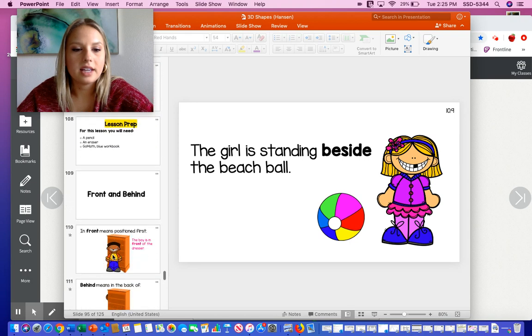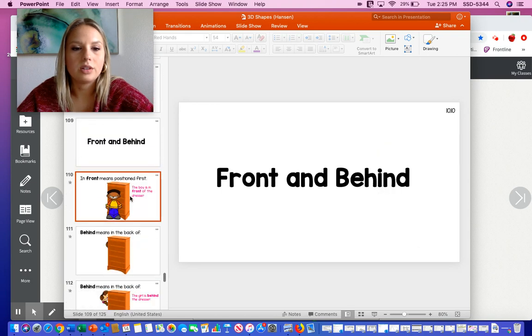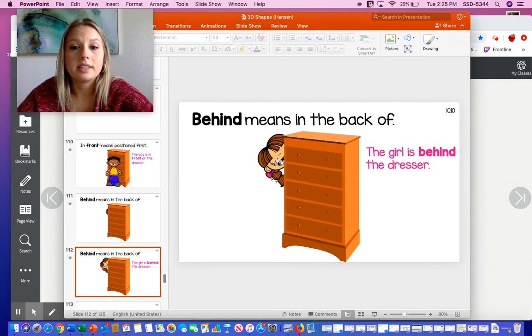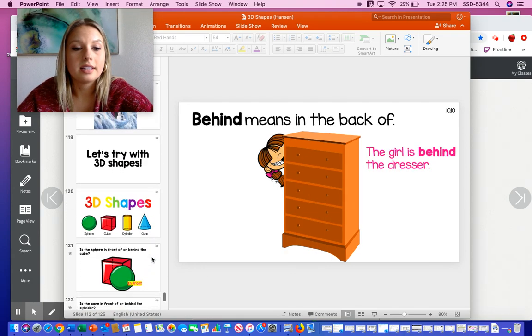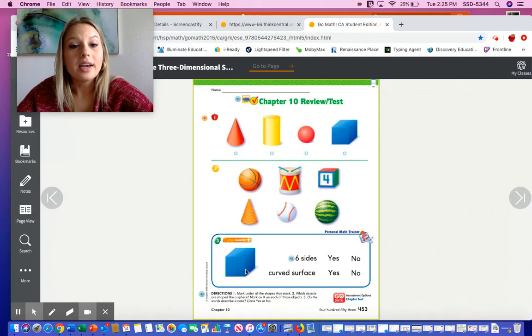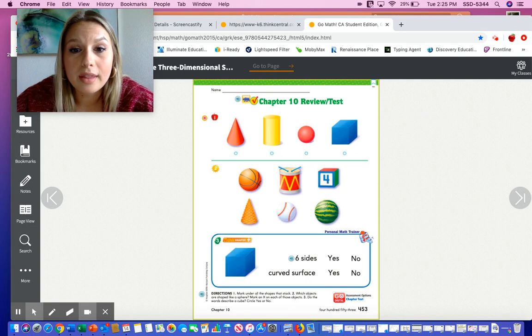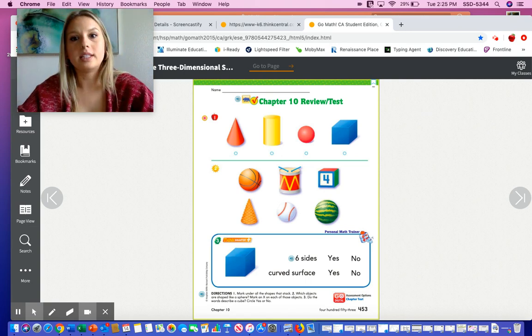And yesterday's lesson, front and behind, we learned front means positioned first and behind means in the back of, right? Very good. Okay, so that was just a little overview of everything we've learned in all our math lessons, and now it's put into one pretest.